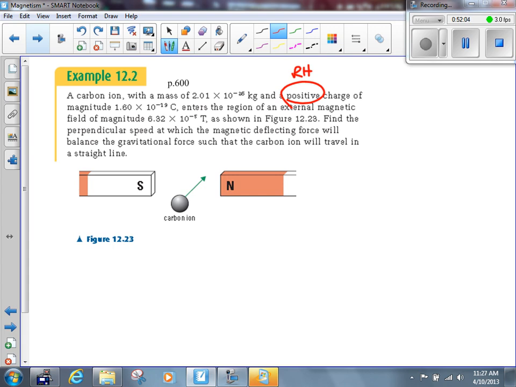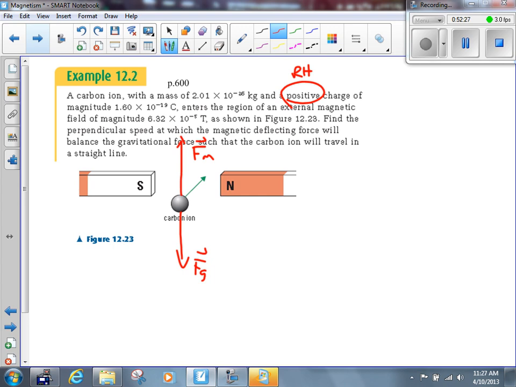We want to find the speed at which the magnetic deflecting force will balance the gravitational force so that the carbon ion will travel in a straight line. So it's kind of interesting here. Gravity pulls it down, right? We know that gravity pulls it down. Presumably, the magnetic force must push it up in order to balance that out, so it's going to go undeflected.